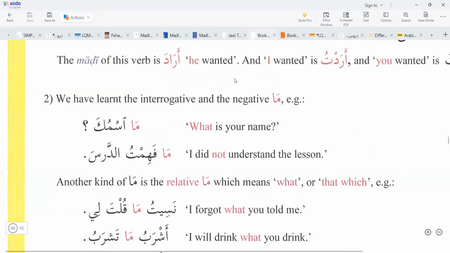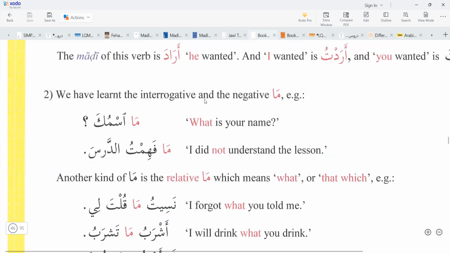Okay. We have learned the interrogative ma and the negative ma. Masmuka, what is your name? Ma fahim tu darsa. I did not understand the lesson. So masmuka is interrogative. Ma fahim tu darsa, I did not understand the lesson, is negative ma.